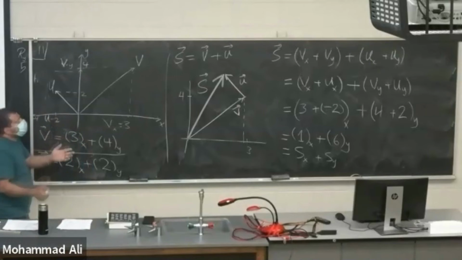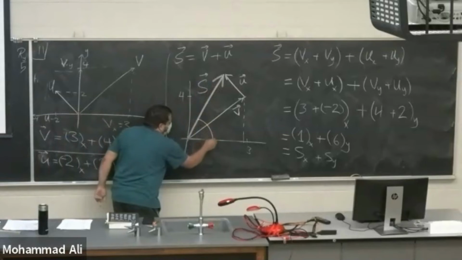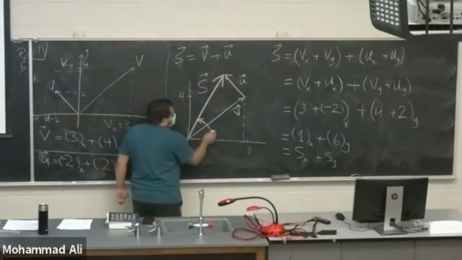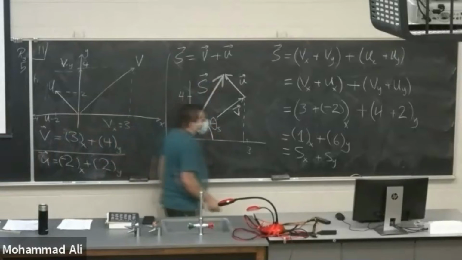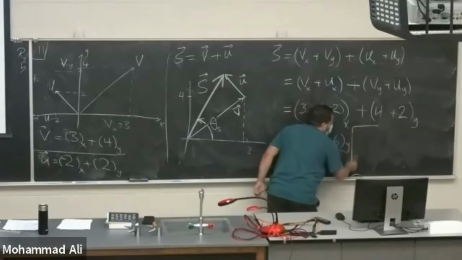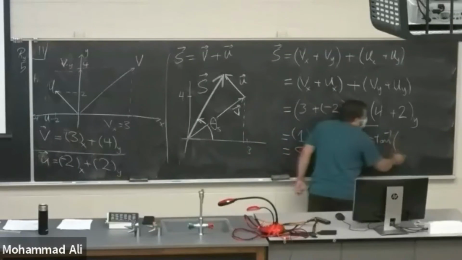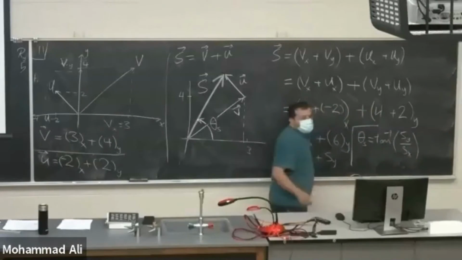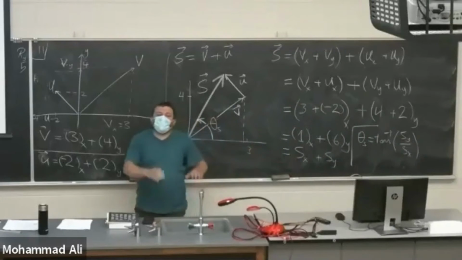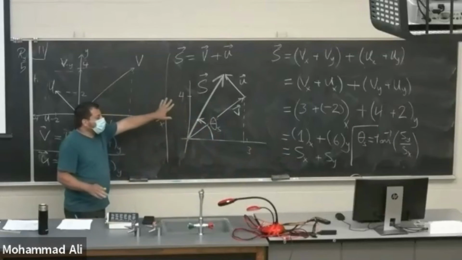If I ask you to find the direction of S, this is S, and this is theta for S. Just by doing this, theta for S is equal to tan inverse of Sy over Sx. That's it. We will use it always and always and always. These are our formulas.